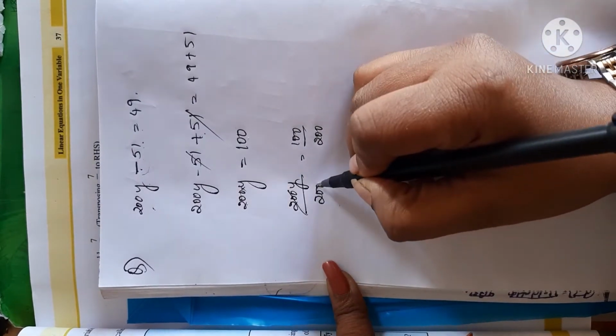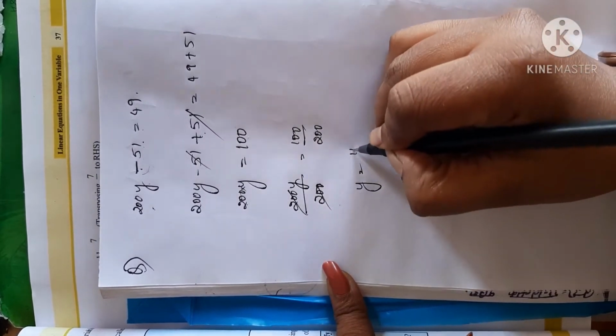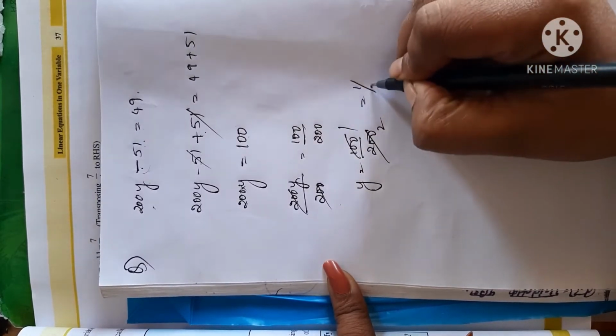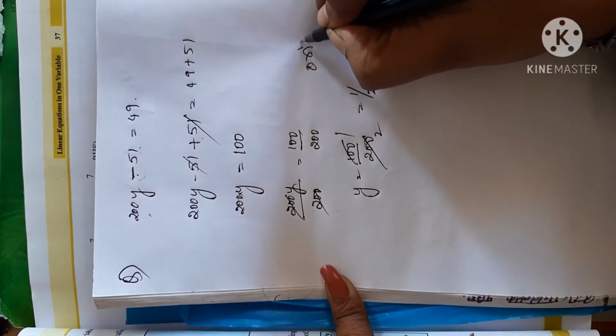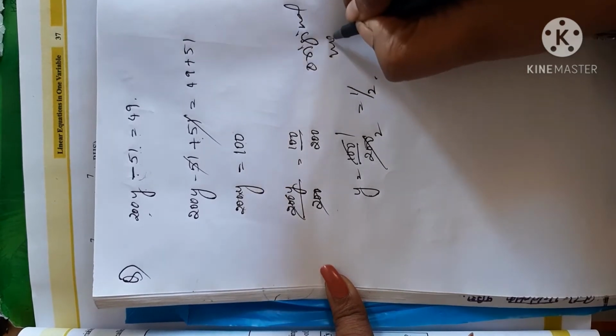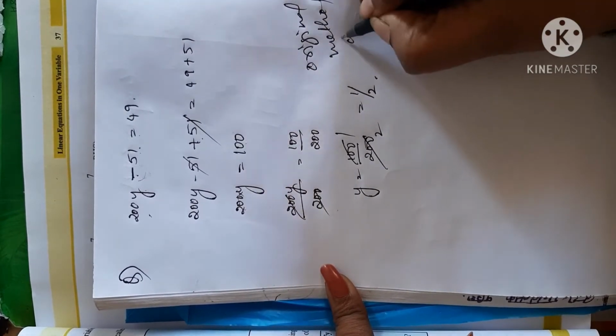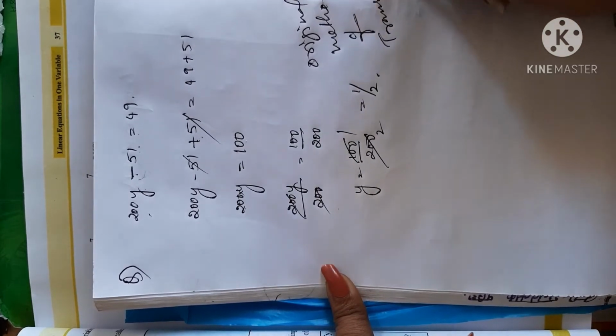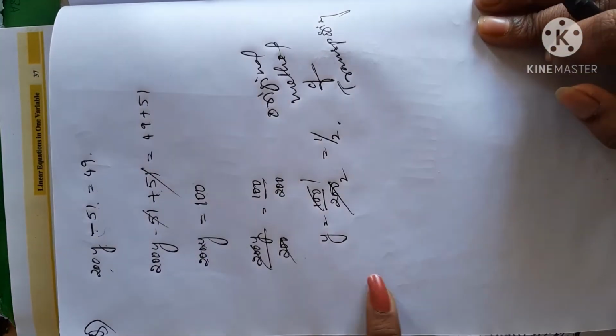So 200 gets cancelled. So y is equal to 100 by 200. So 100 ones are 100, twos are 200. So what is the answer? 1 by 2. This is the original method. Okay, now this is called the original method of transposing.